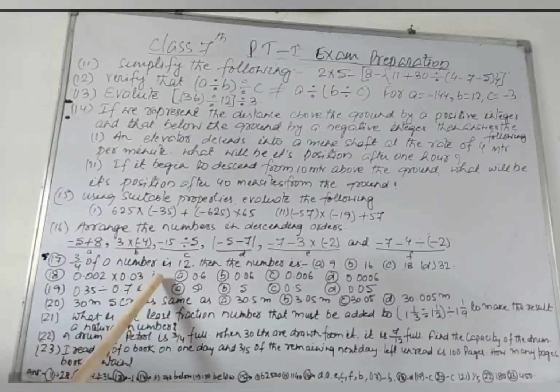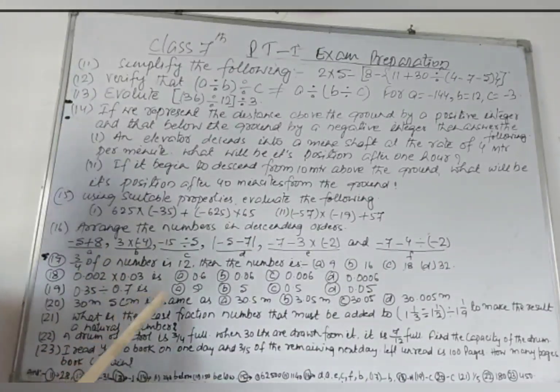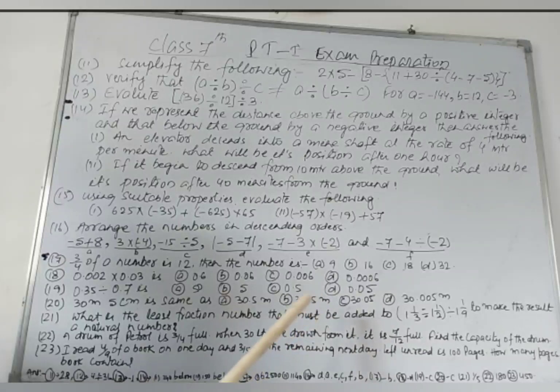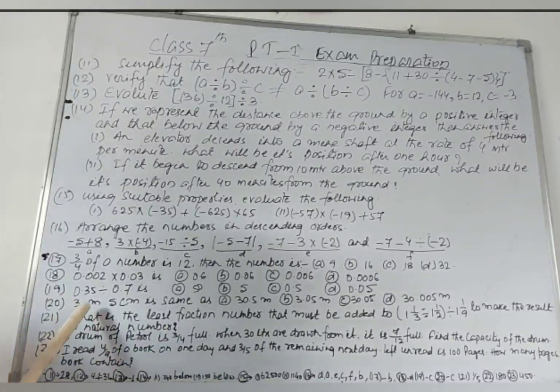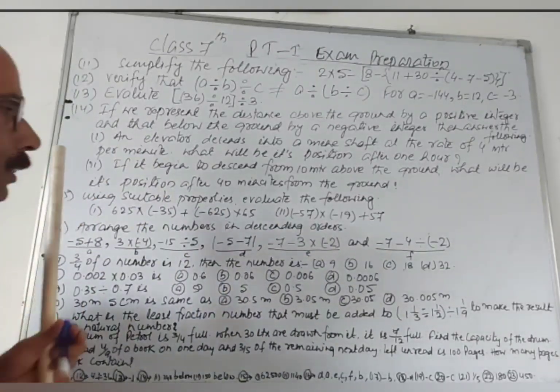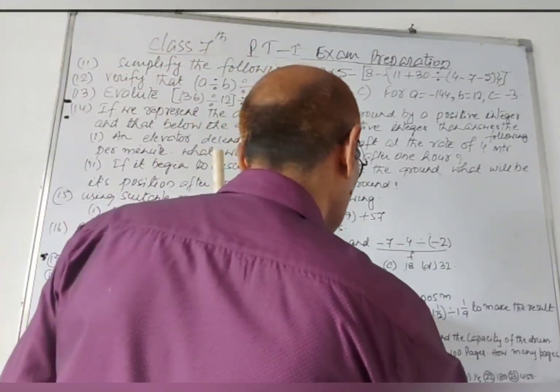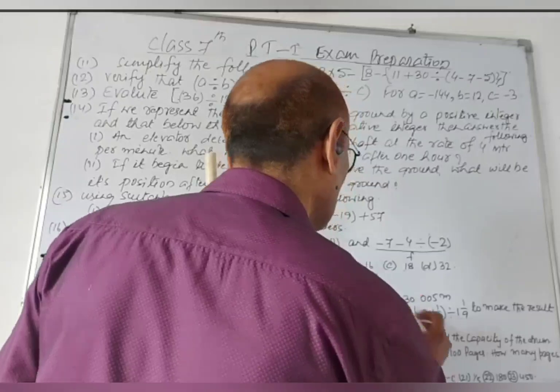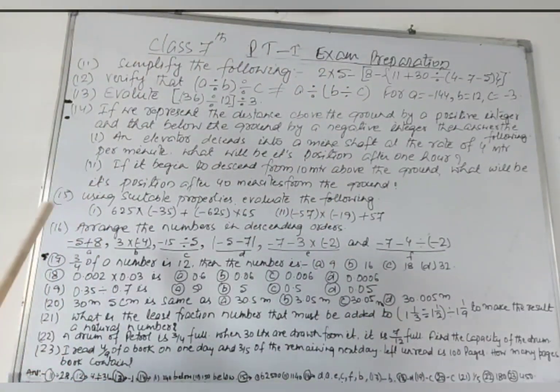0.002 into 0.03, the answer of this multiplication will be among these options. Here, division of these two, 0.35 divided by 0.7, the options are like this. Okay, then 30 meter 5 centimeter can be written in decimal form, in meters. In the meter language, you can write it as one of the options.